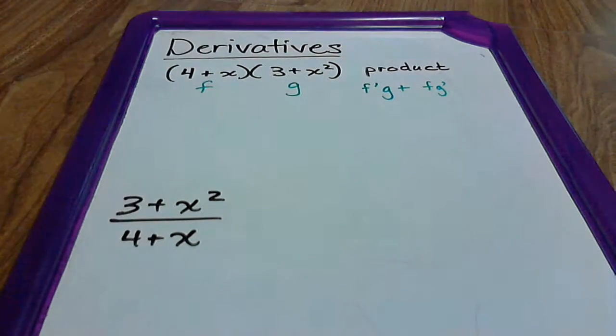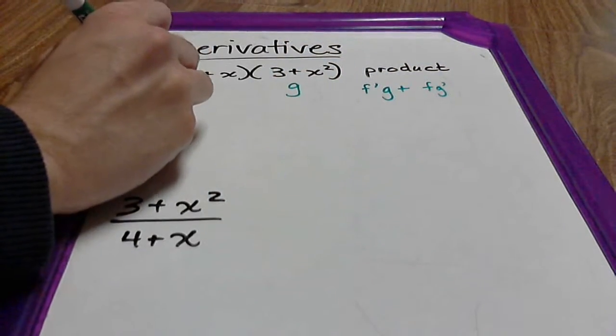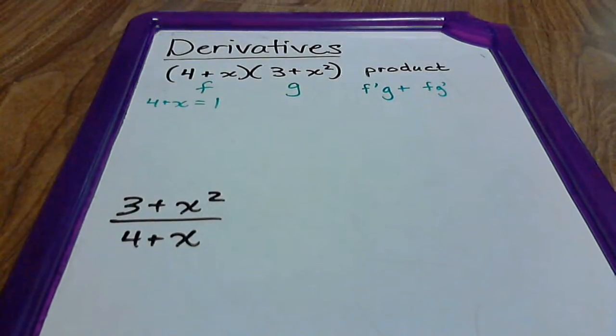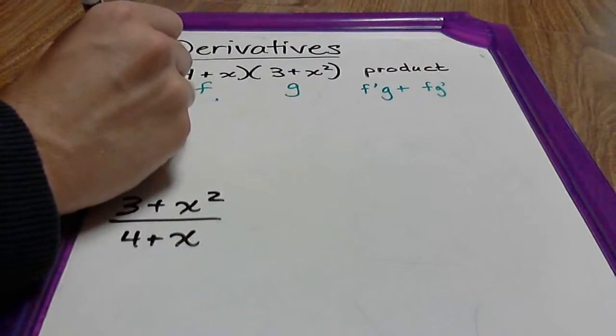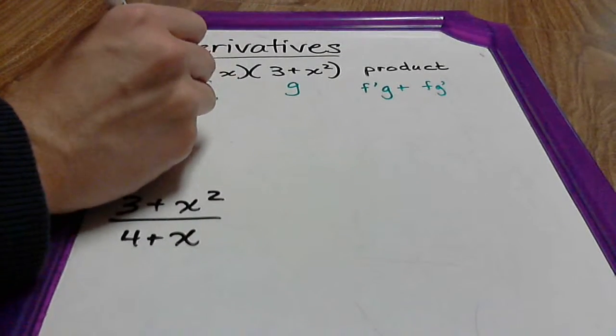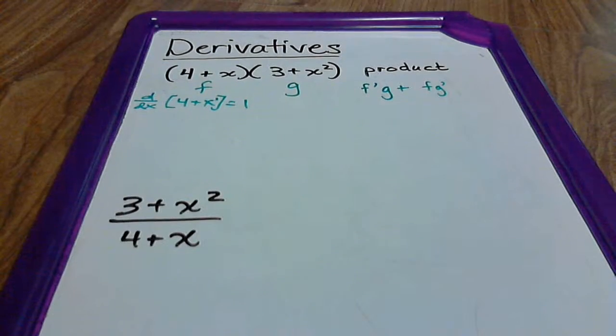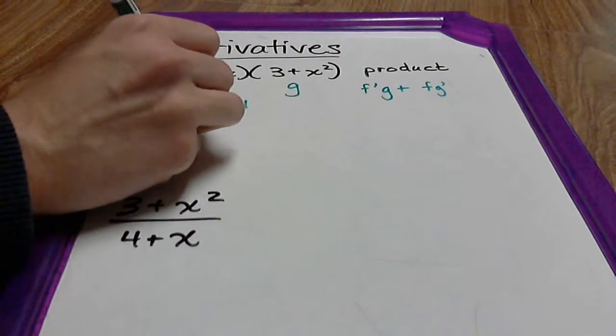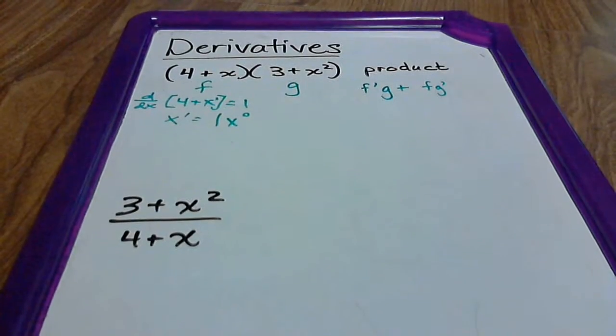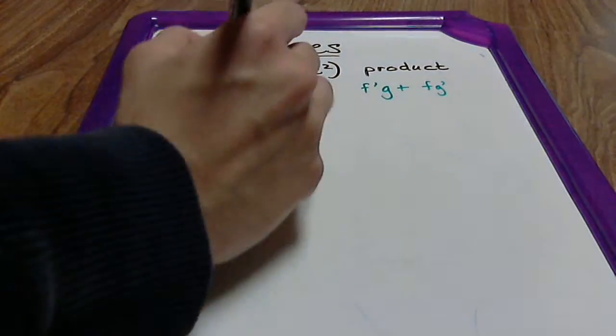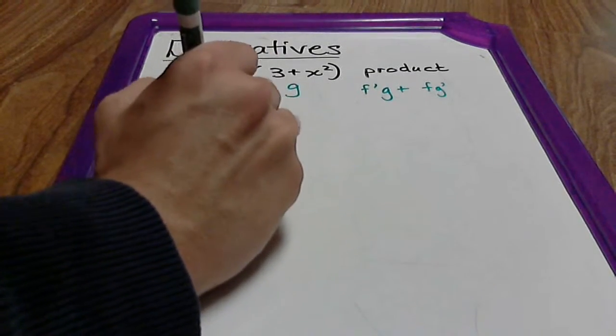So here we have 4 plus x. Okay? So the derivative of 4 plus x, I'm going to write that, derivative of 4 plus x is 1. Where did I get that from, you ask? Well, the power of x is 1, so I bring that out front. X to the first, I bring that out front, and I have 1 times x to the 0. Anything to the 0 power is 1, so you just have 1 times 1 is 1.